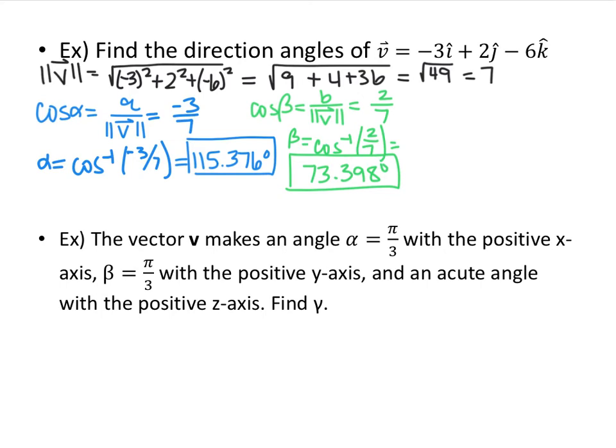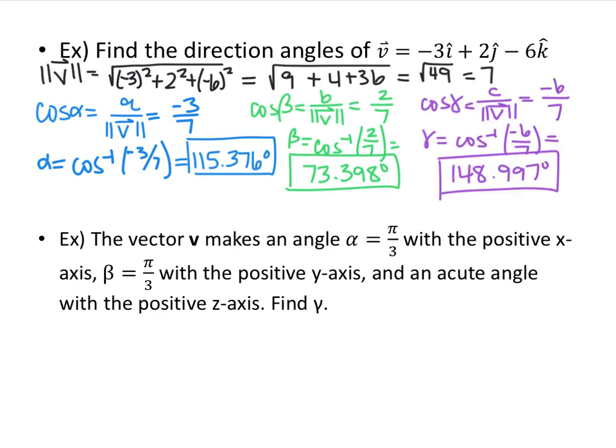If you haven't already done so, go ahead and pause the video and find gamma, the angle with the positive z-axis. The cosine of gamma is equal to c over the magnitude of v, which is negative 6 over 7. So gamma is equal to the cosine inverse of negative 6 over 7, or 148.997 degrees. Now you have the direction angles for all three of v.